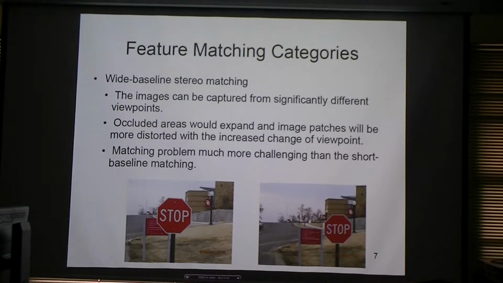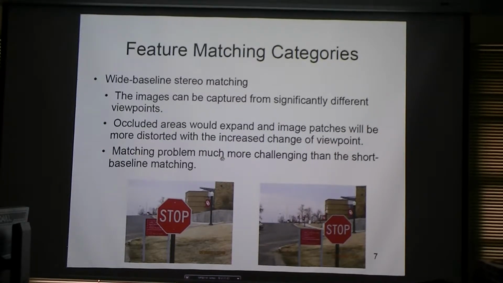But in wide baseline stereo matching, we have two images with significantly different viewpoints, and they also have some occluded areas. For example, in these two images, you can see that here is occluded. In this image, this area is occluded by this sign. So we can say that the matching problem in the wide baseline is much more challenging than the short baseline matching.